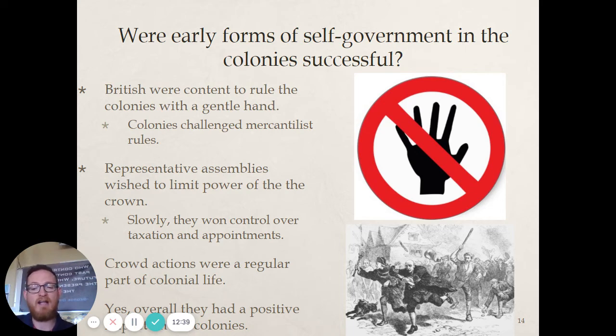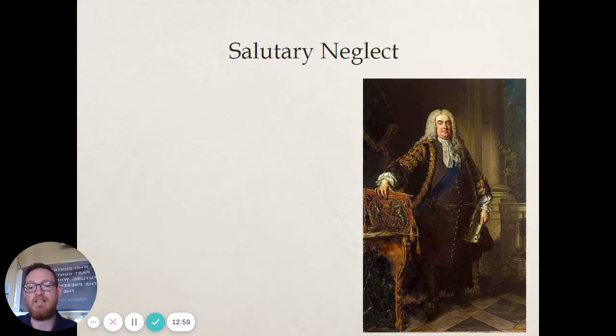You would see that crowd actions were a regular part of colonial life, meaning that there would regularly be crowds marching on places. If they were upset about something, they would protest it and that kind of thing. So yes, overall, they did have a positive effect on the colonies, and they were generally successful in what they were doing in getting the colonies more power and more rights in a sense.